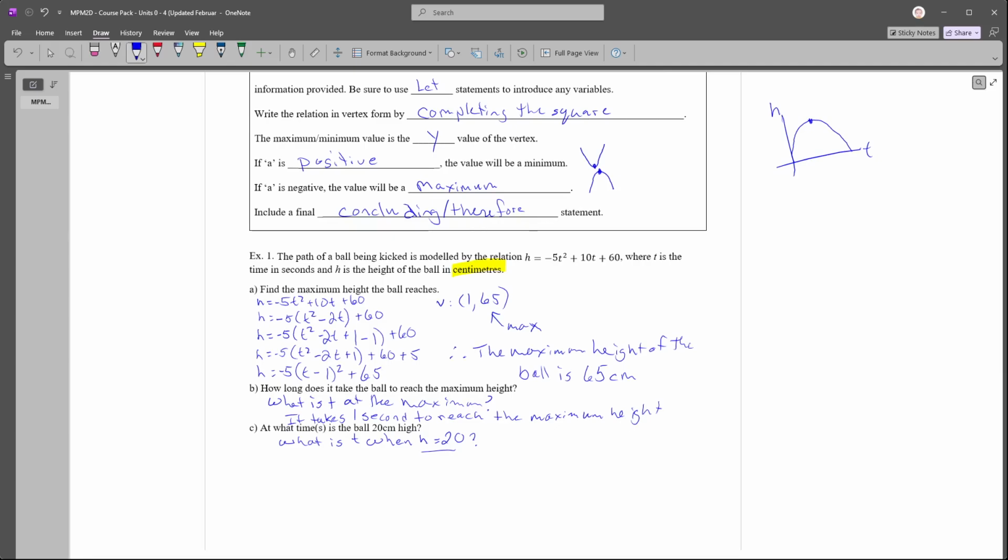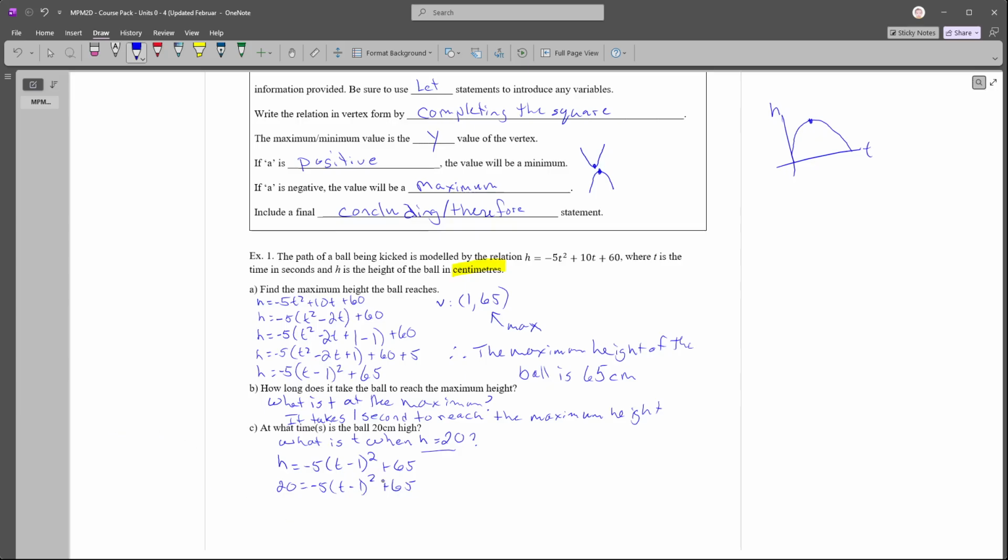So here's our equation. h is equal to -5 (t - 1)^2 + 65. Now let's substitute our h equal to 20 in there. So we get 20 equals -5(t - 1)^2 + 65. Now we need to bring that 65 over to the other side.